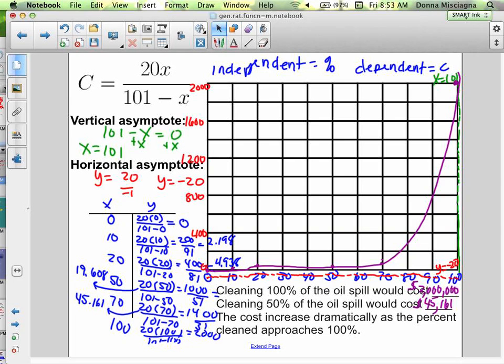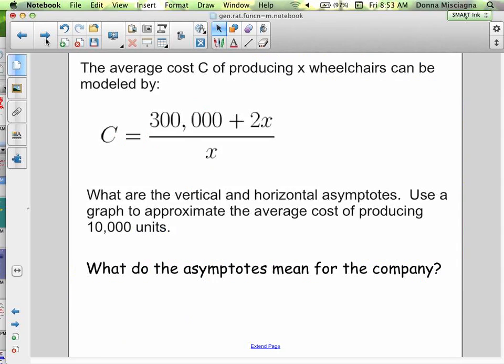We're going to do one more real world one. And this one, instead of being the cost of cleaning something up, it's going to be the cost of making something. Right? So it's manufacturing costs. The average cost, C, of producing x wheelchairs can be modeled by C equals (300,000 plus 2x) over x. So we saw an equation like this when we were solving rational equations. Think back to the cost one. What do you think the 300,000 represents? What kind of cost is that?